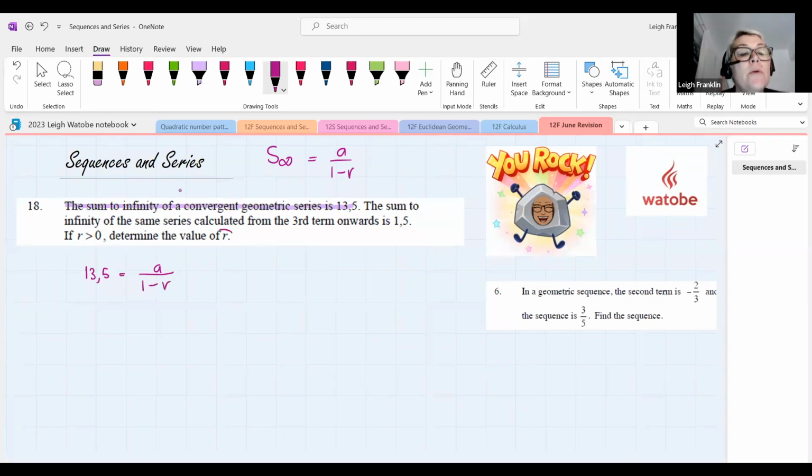Now, remember, they want us to calculate the value of r, right? So if they want us to calculate the value of r, and we've got this equation over here, in order to calculate r, we would also need the value of a. However, they've given us a further piece of information. They've said the sum to infinity of the same series calculated from the third term onwards is 1,5.